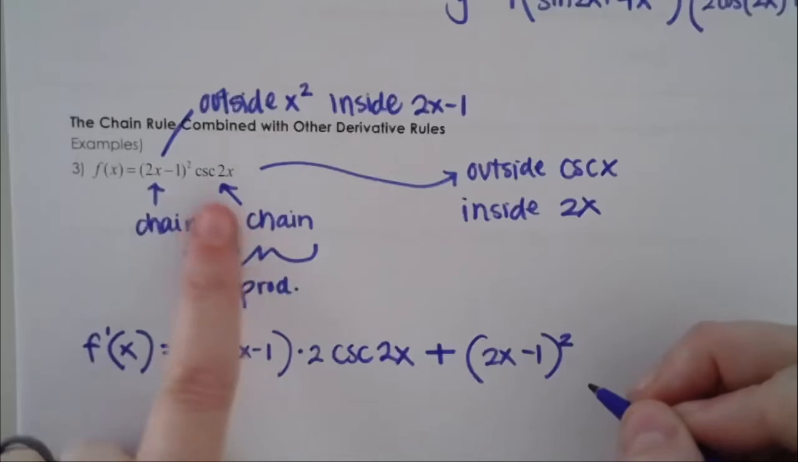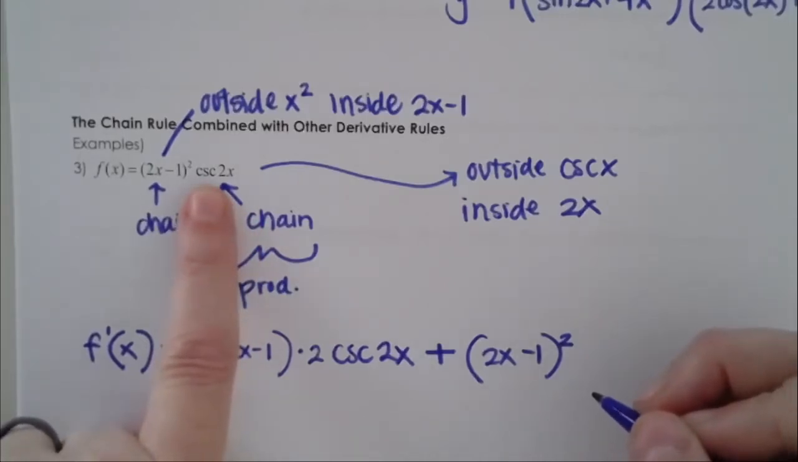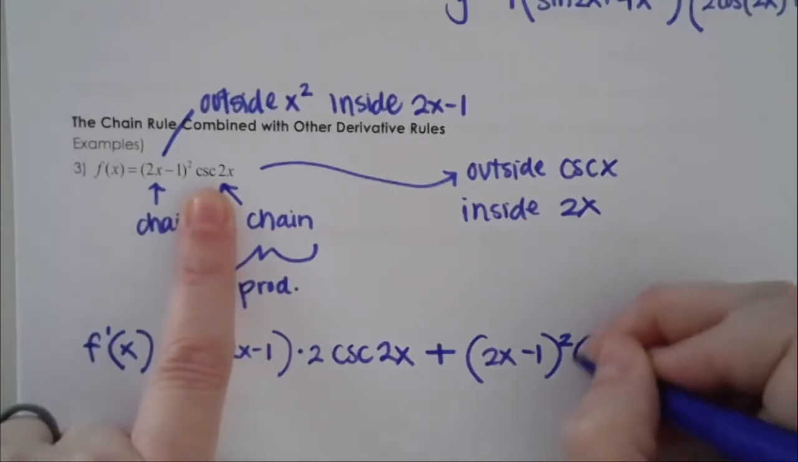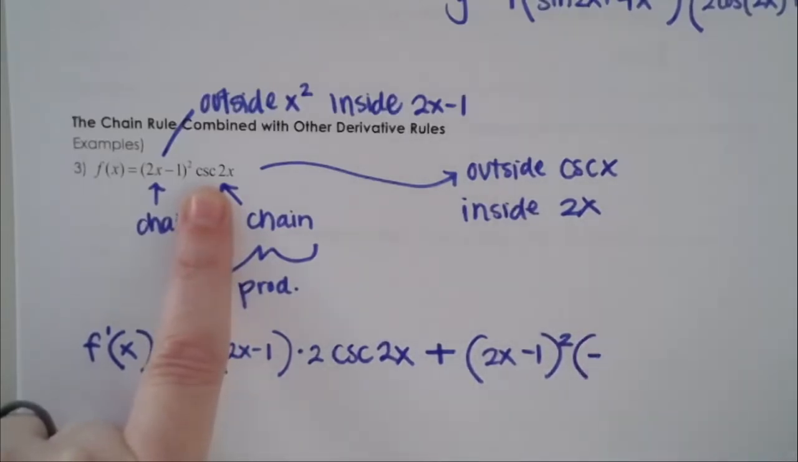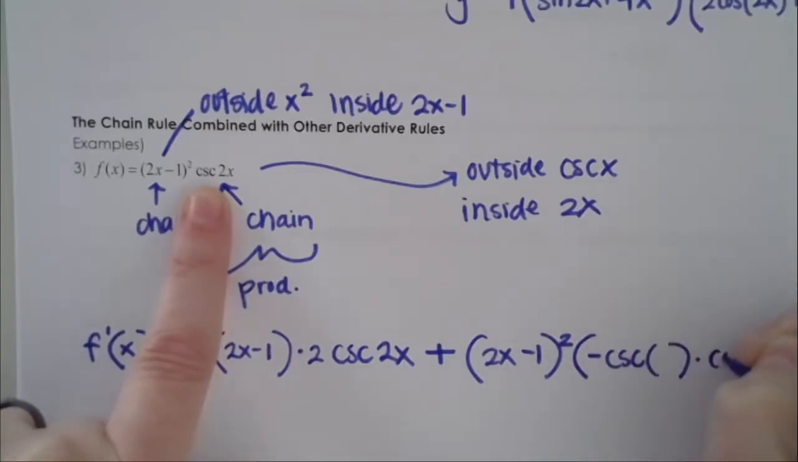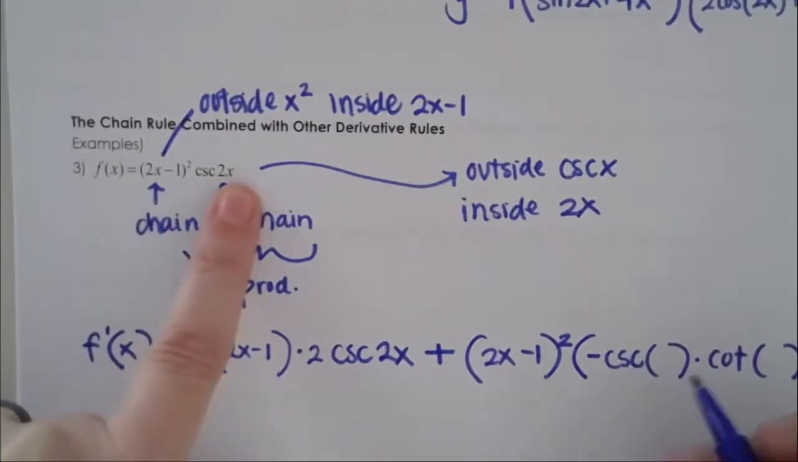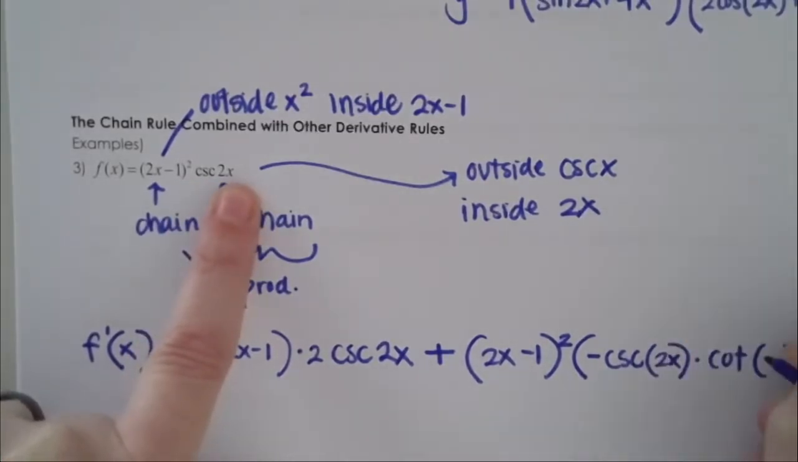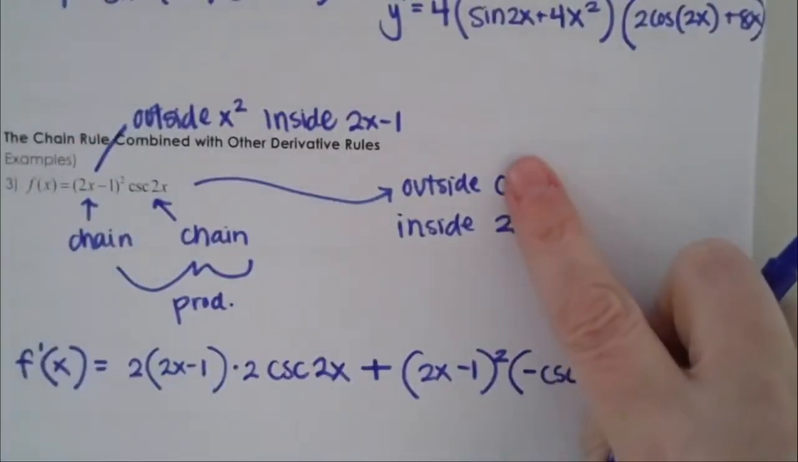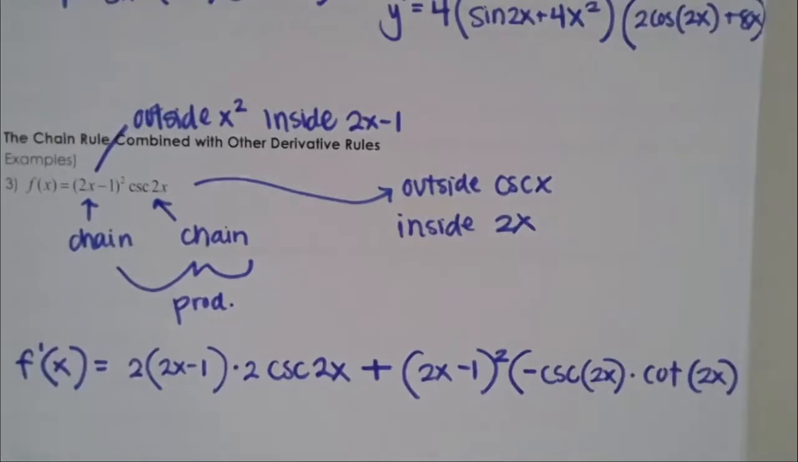So chain rule with this one. The derivative of cosecant, well, that is, I'm going to go ahead and put parentheses, negative cosecant something times cotangent something. So the something that's on the inside of it is the 2x. So negative cosecant cotangent is the derivative of the outside. Now times the derivative of the inside, well, that's just times 2, and I ran out of room.